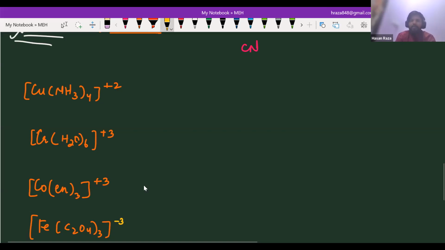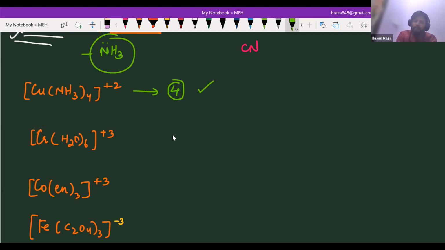Minus 3. So see, the coordination number of this is equal to 4 because one NH3 can form only one coordinate bond. That's why the coordination number is 4. Here the coordination number is 6. That means one H2O can form only one coordinate bond. Here the coordination number is 6. Why?